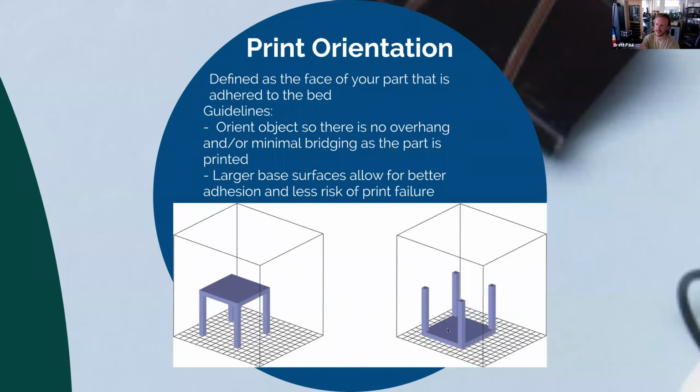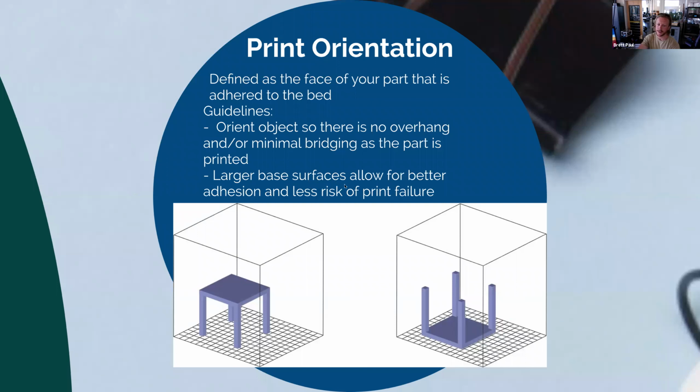If you were to flip the table over and print it, this is the print bed here. If you were to print the table upside down, all surfaces would be supported as it's printed, and you get a much better product. And this is something to think about even as you're designing, right? Like which side or which face should be on the print bed.